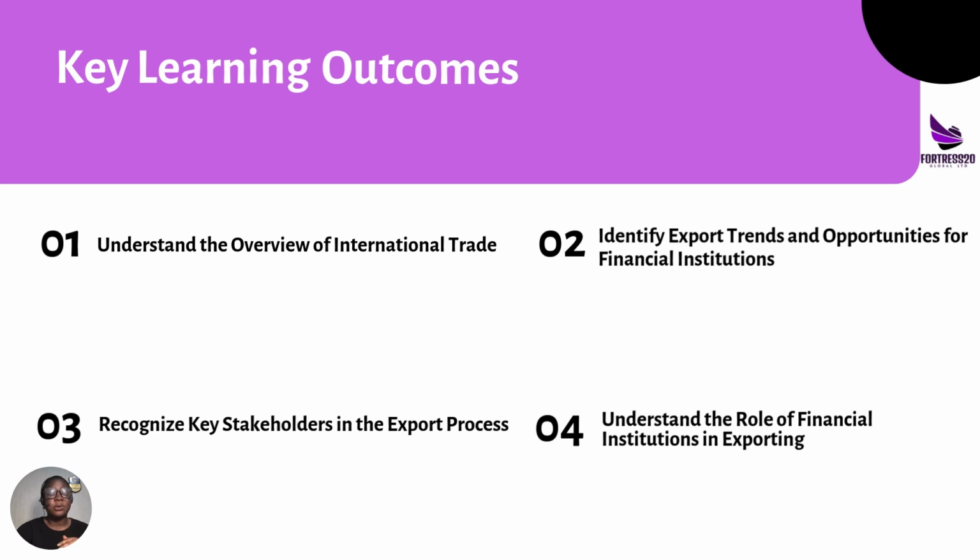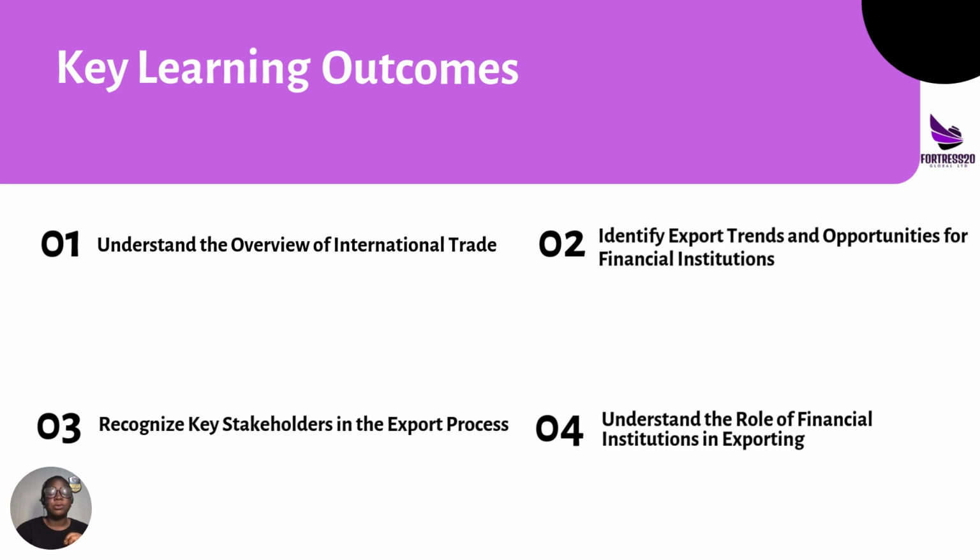The key learning outcomes of this course are to understand the overview of international trade. Number one, you should be able to define international trade and explain the significance of exporting in the context of global trade and economic development. Number two, you should be able to identify export trends and opportunities for financial institutions. You should understand current trends in global trade, such as the shift to digital solutions, the growth of green finance, and the impact of regional trade agreements.